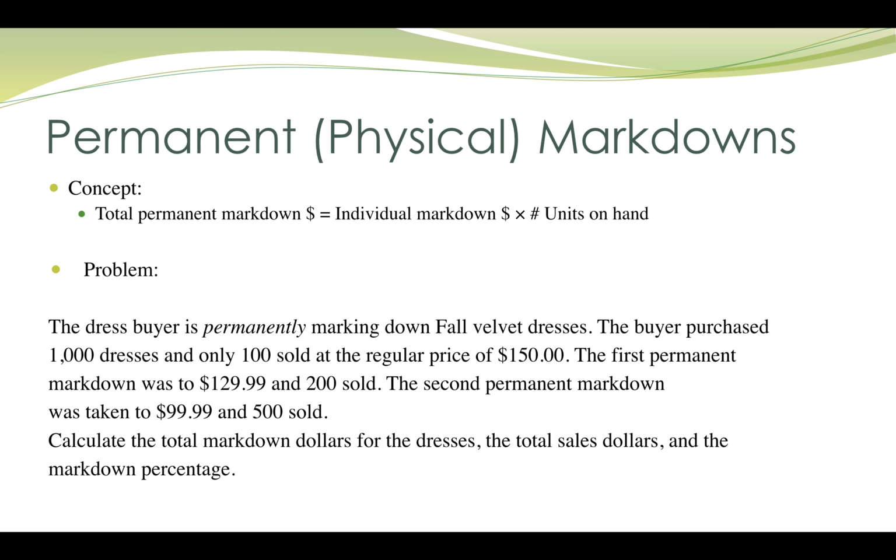Total permanent markdown dollars equals individual markdown dollars times the number of units on hand. The dress buyer is permanently marking down fall velvet dresses. The buyer purchased 1,000 dresses and only 100 sold at the regular price of $150. The first permanent markdown was to $129.99, and then 200 sold. The second permanent markdown was taken to $99, and then 500 sold. Calculate the total markdown dollars for the dresses and the total sales dollars and the markdown percentage.